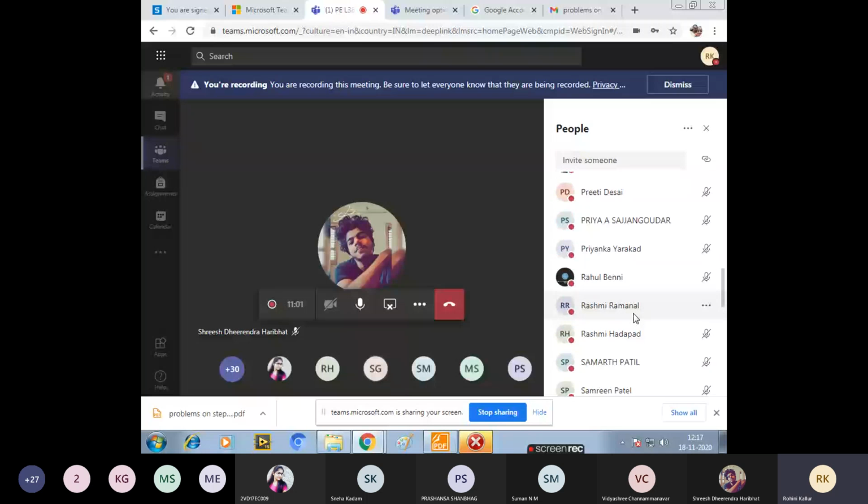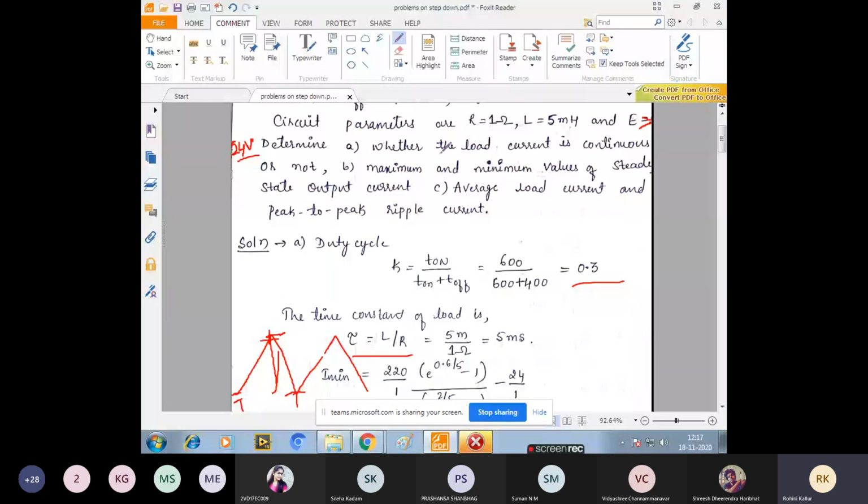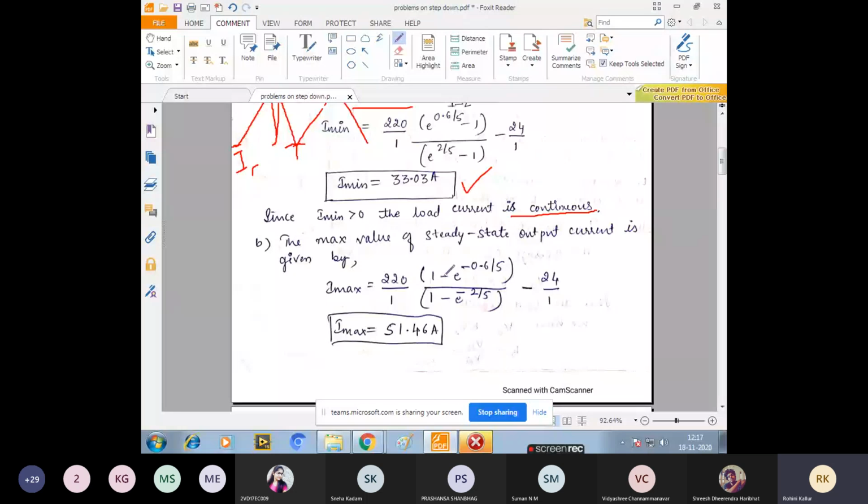Okay. So then, first one was whether we need to check out whether it is continuous or not. Next, we have to calculate maximum and minimum values of I naught. So I naught maximum is again Vs divided by R into 1 minus e to the power minus 2k divided by tau whole divided by 1 minus e to the power minus 2 divided by k.